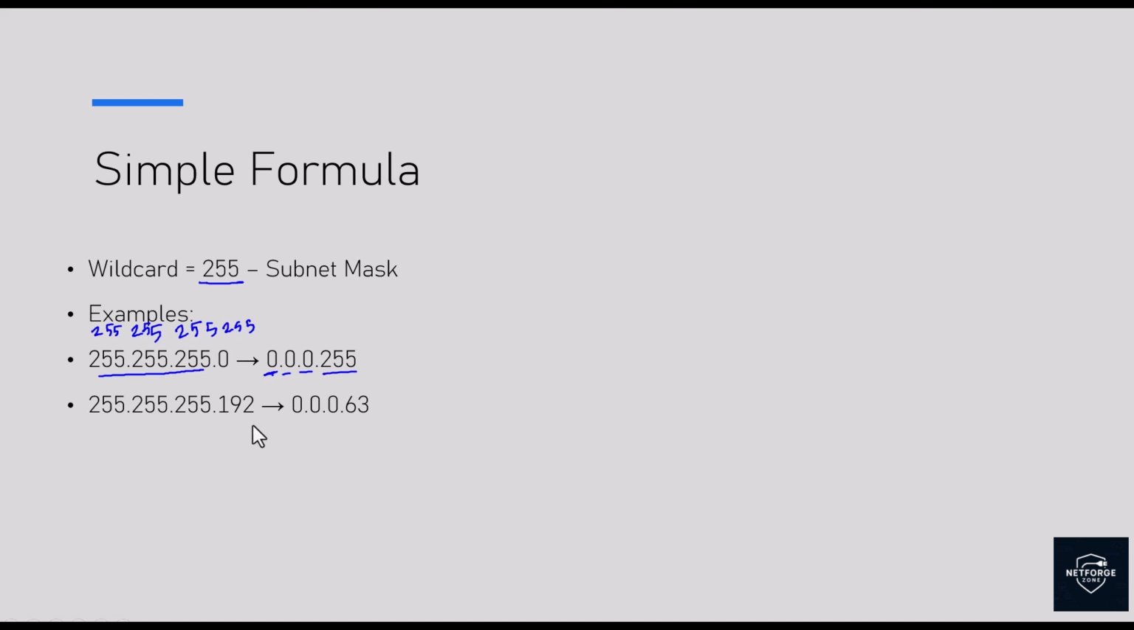Same thing is going to be in here. So you can see that the wildcard mask is going to convert into 63, right? From 255, I just subtracted 192, and that's the result.